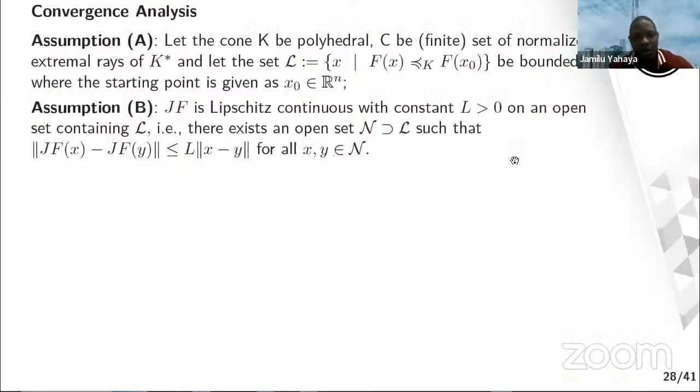Now we are going to discuss the convergence analysis, but before then, we need to look at some assumptions that we need to make. Assumption A: let the cone K be polyhedral, C be the finite set of normalized extremal rays of K star, and let the set L, the set of x such that f of x is less than or equal to f of x naught with respect to K, be bounded, where the starting point is given as x naught in Rn. Then we have assumption B, which talks about the Lipschitz continuity of the Jacobian.